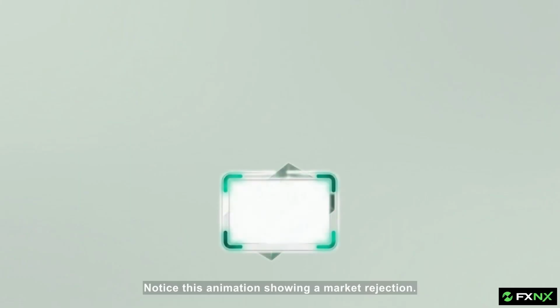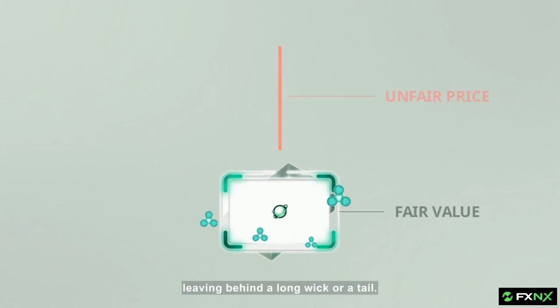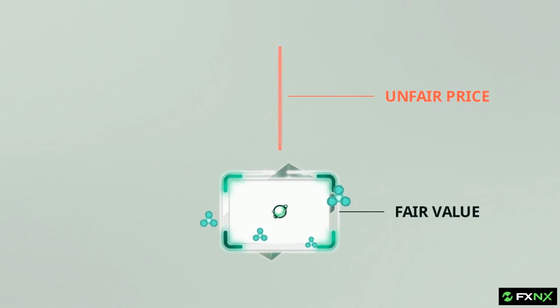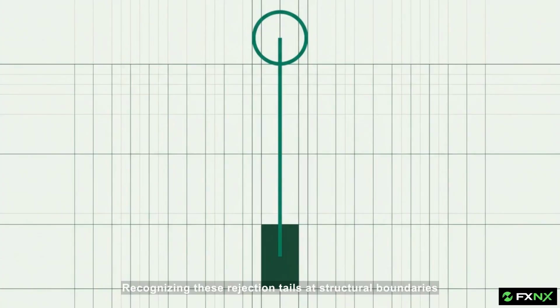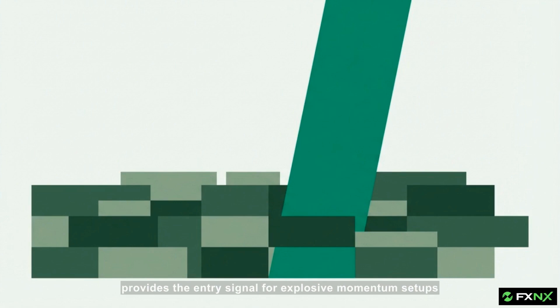Notice this animation showing a market rejection. The candlestick spikes outside the value area before immediately retracting, leaving behind a long wick or a tail. This rapid retraction proves the market views the new price as unfair and is refusing to conduct business there. Recognizing these rejection tails at structural boundaries provides the entry signal for explosive momentum setups before a new value area can form.